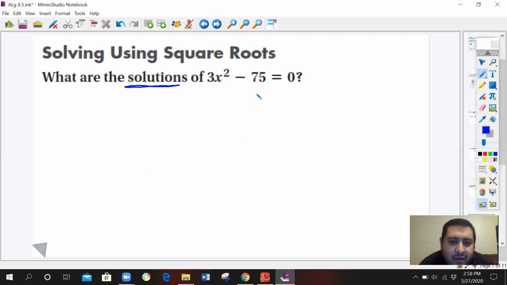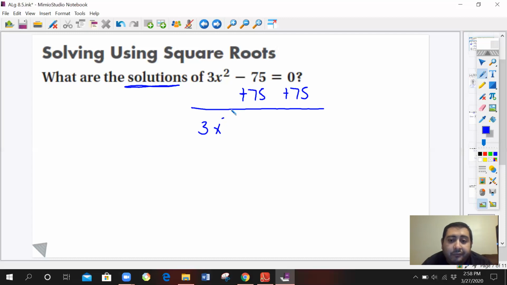If we're trying to solve for x, first we need to focus on the constant. And we need to add that constant on both sides. Plus 75 and plus 75. We bring down the information of 3x squared. Since we added here and subtracted, these two will get eliminated. 0 plus 75, we have 75 here.